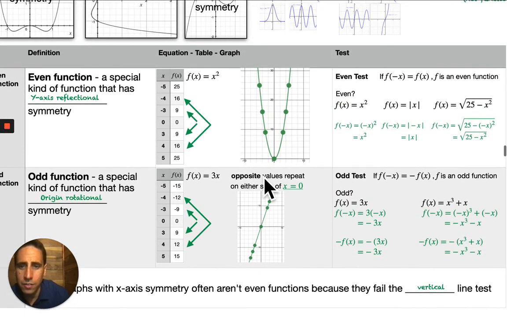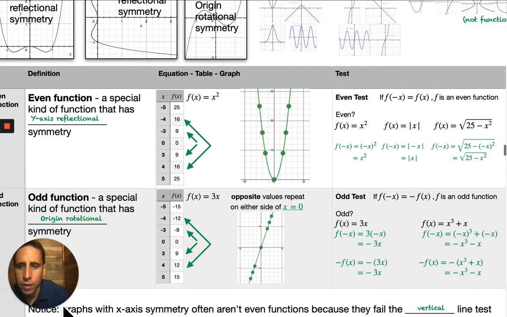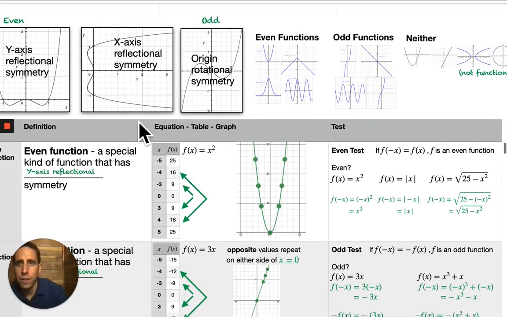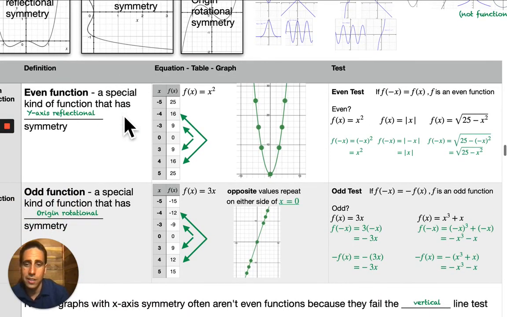Now, as I've said before, graphs with x-axis symmetry often aren't even functions because they fail the vertical line test. So we don't have to worry about giving them a name like an even function or an odd function because it's not even a function at all.